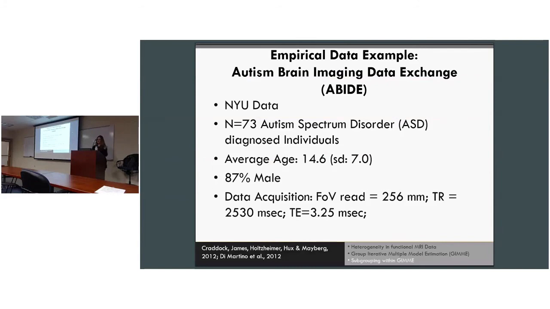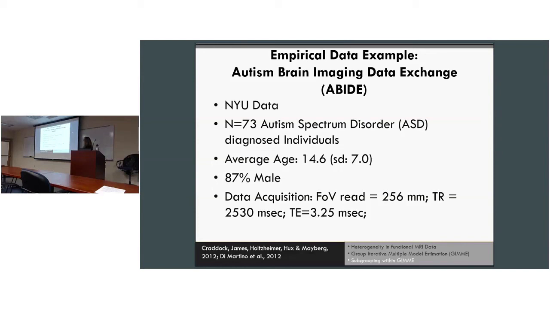Okay, so finally, and I think I'm doing good on time, we tested it on an empirical data set. I'm not sure if everyone's familiar with this, but ABIDE is a public repository of brain imaging data from multiple sites. We selected the NYU data since they had the largest number of individuals, and then we further selected those who had autism spectrum disorder diagnoses. The average age was 14.6, and 87% were male, which is typical for ASD diagnoses.